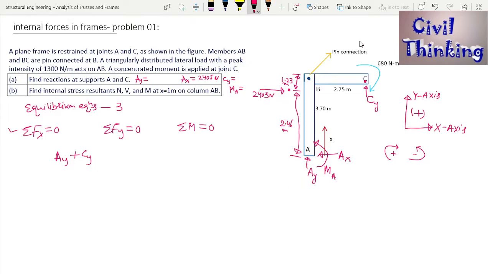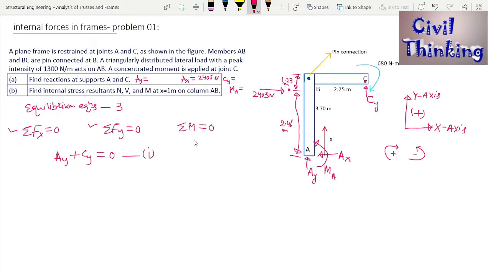Is there any other vertical force? No, so it is equal to 0. Now this equation will not yield us anything right now, but it will be very useful later on. So let me call this equation first. Now we have also applied summation Fy equal to 0. Now we are left with summation M equal to 0.